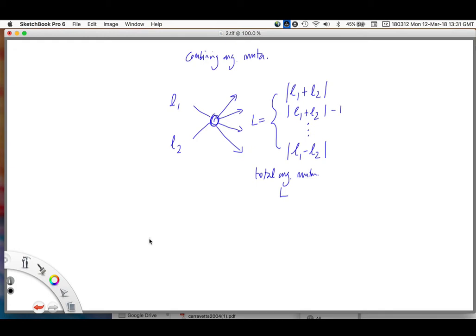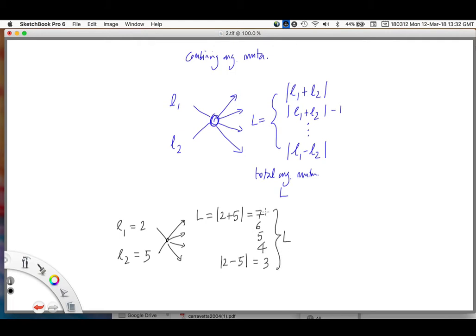Suppose, for example, we have two sources of angular momentum, one with quantum number 2, one with quantum number 5, and combine them together. What can we get for the total angular momentum? The result is that we can get the sum, which is 7, we can get the difference, neglecting the sign, which is 3, or we can get anything in between in steps of 1. So we can also have 4, 5, 6. So we can have 5 different values of total angular momentum.